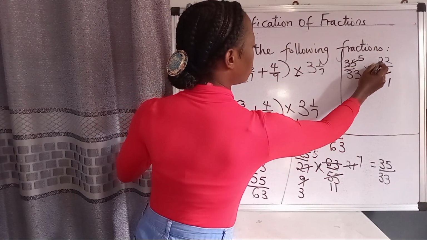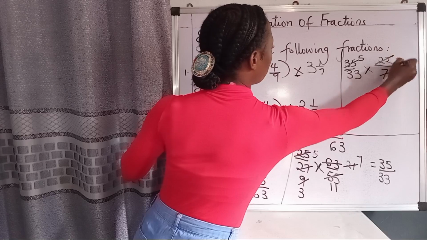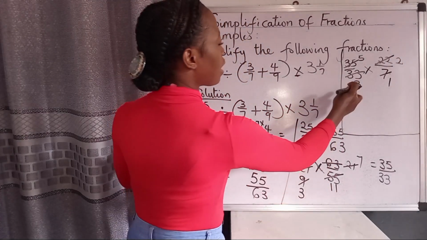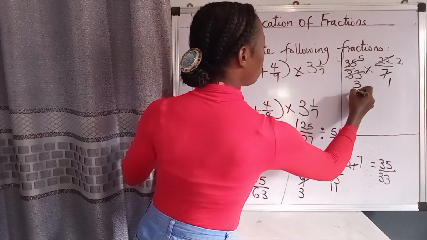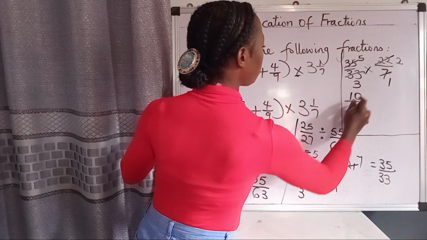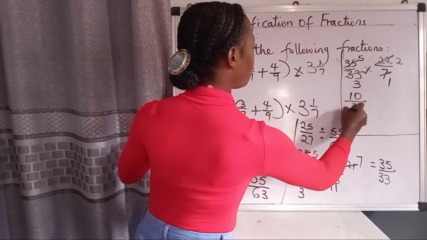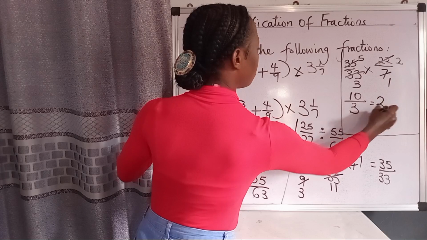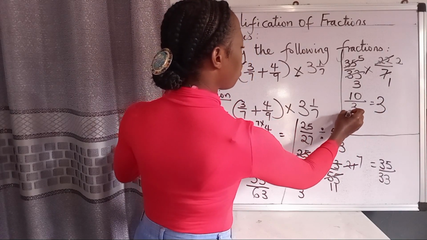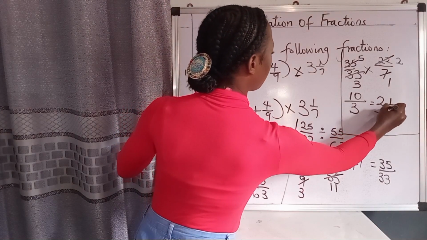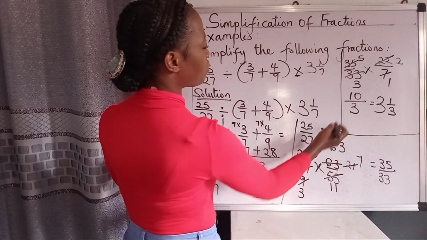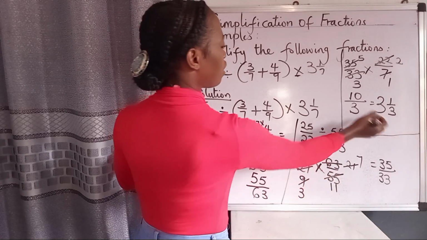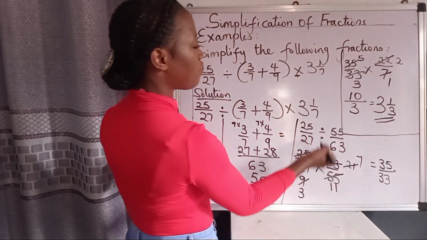11 can divide 22 and 33. 11 here is 2. 11 in 33 is 3. Okay? Now we have 5 times 2, 10 over 3 times 1, 3. 10 over 3. 10 divided by 3 is 3 whole number 1 over 3, because 3 times 3 is 9, then remainder 1. So guys, this is our final answer.